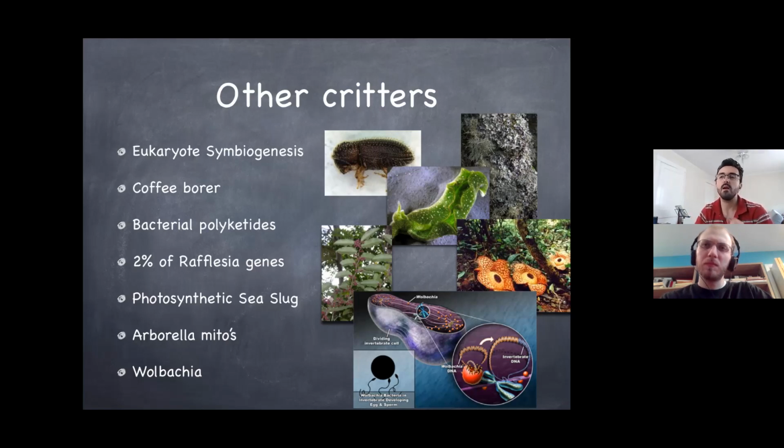Basically, the most obvious, easiest to find examples of horizontal gene transfer are where you have very tight ecological interactions between different species. So anytime you have that, you're almost guaranteed to find a degree of horizontal gene transfer.